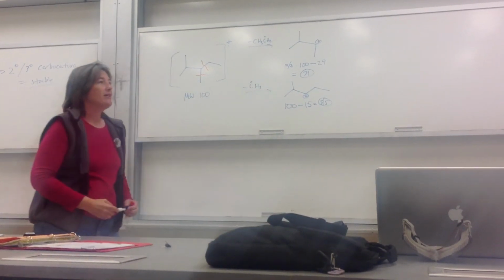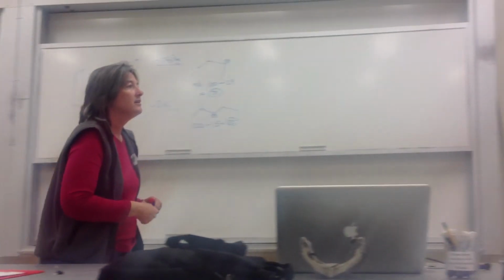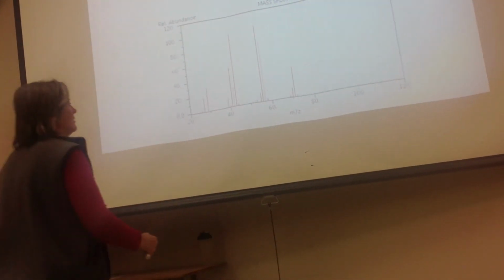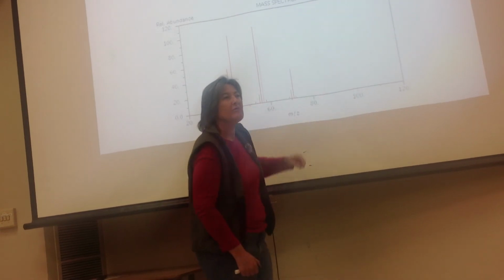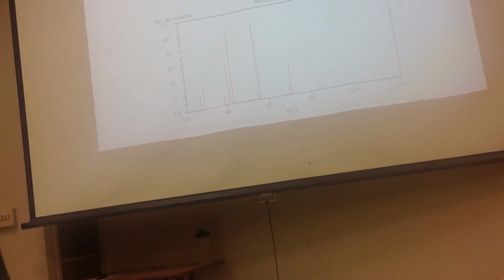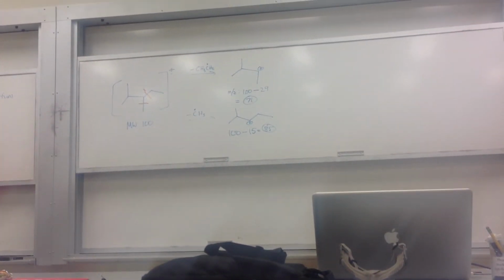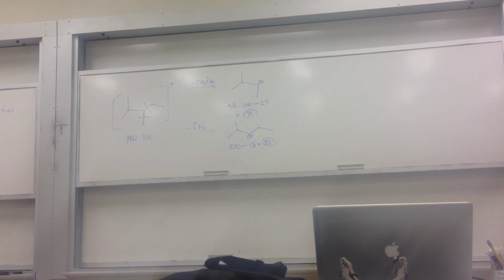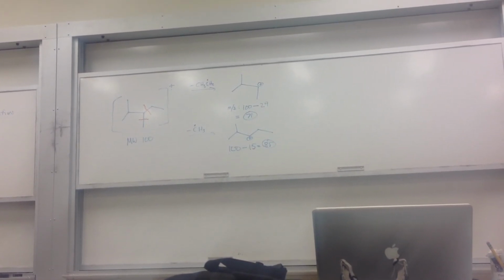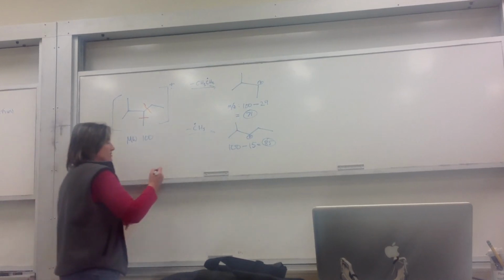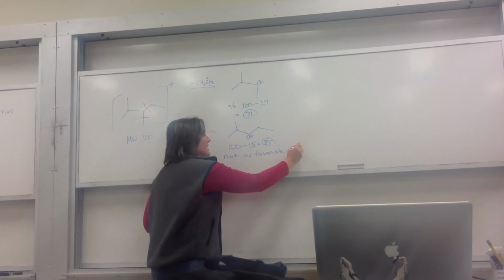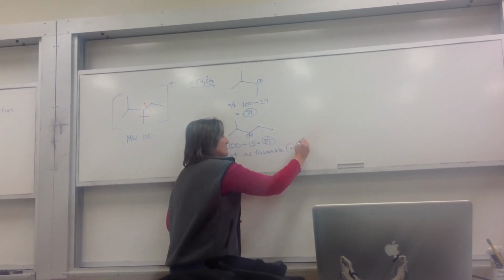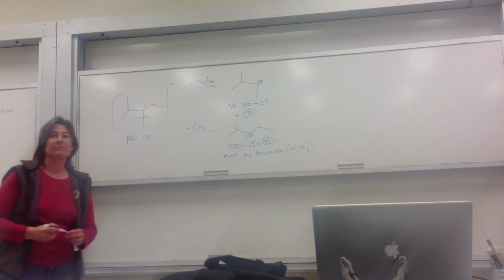Do you see anything at 85? Yeah, it's not really big, but it is there. It's right there. That little guy there is 85. That fragmentation wasn't as favorable. It's a secondary carbocation still, but what do you think the problem is that would make it smaller? You're making a methyl radical, which is not the most stable thing. And so this one is not as favorable. Most likely because a CH3 radical, not so great.